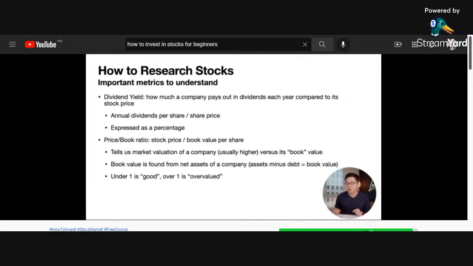Another great metric to learn is the price to book ratio. What you do for this is you take the stock price and you divide it by the book value per share. This helps tell us the market valuation of a company, which is usually higher, versus its book value. And the book value is found from the net assets of a company. So basically you're taking your assets minus your debt, and that gives you your book value. If you have a price to book ratio of under 1, that is considered good. And if you have a price to book ratio of over 1, that technically means that it could be overvalued.